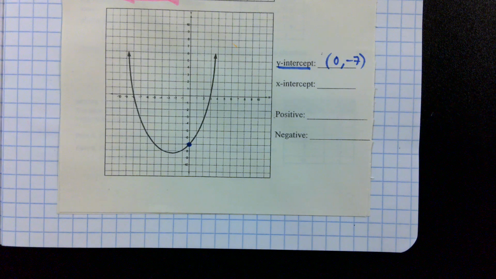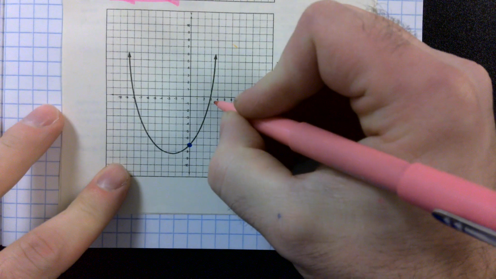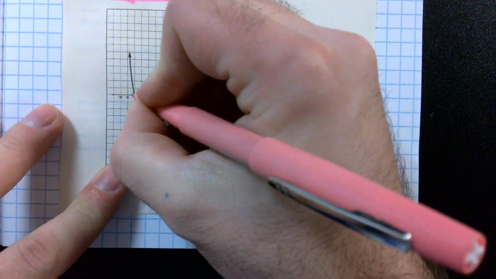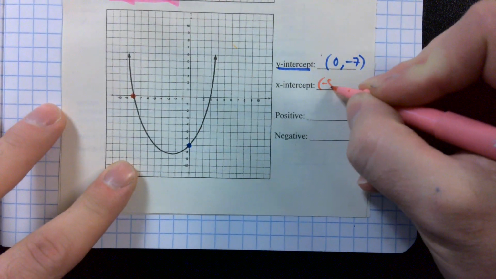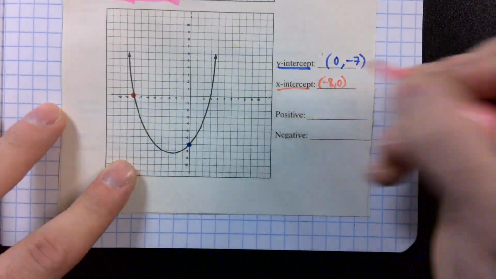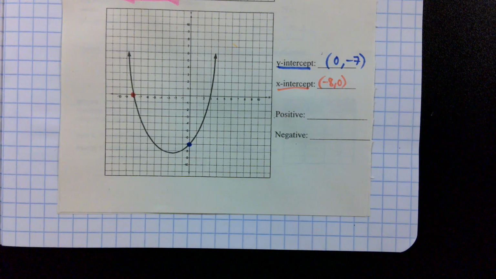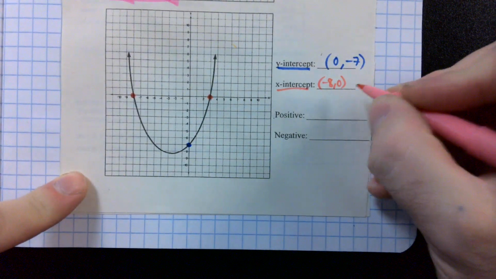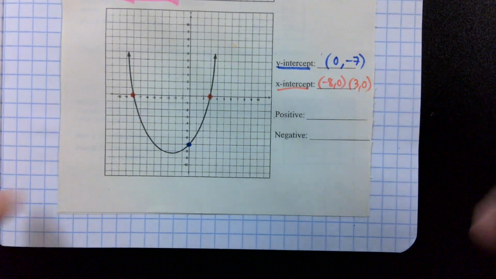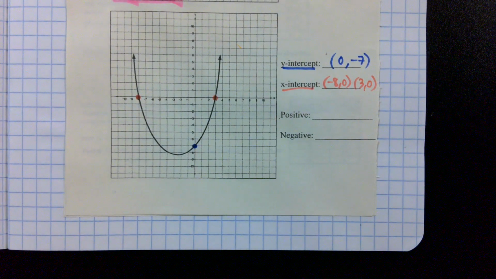Now, how many x-intercepts do I have here? I got 2. Where's my first one? -8, 0. Not 8, 0. -8, 0. And where's my other x-intercept? 3, 0. Everybody with me so far? Okay. This is where it's going to get a little bit different.